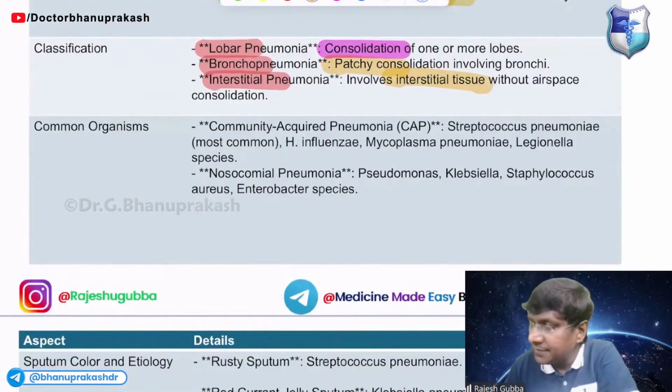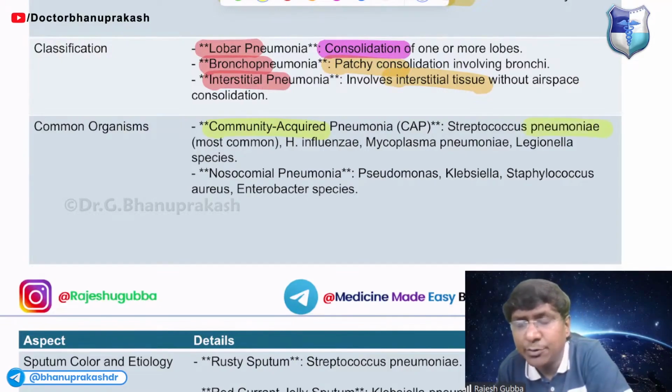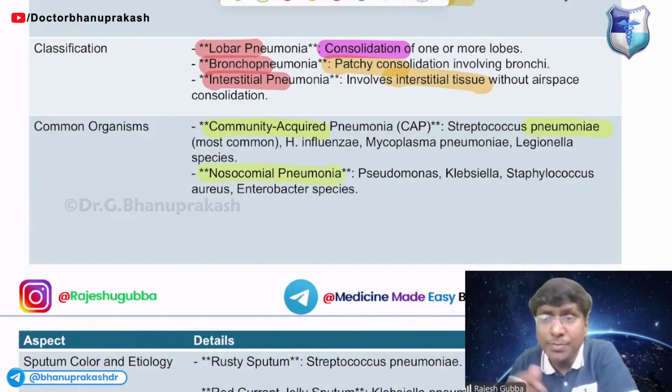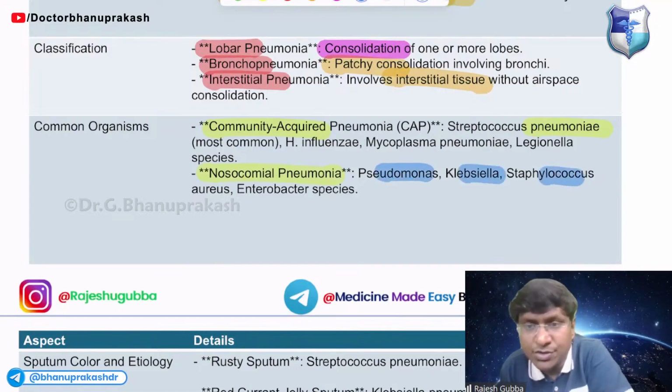Common organisms: if you take community-acquired pneumonia, the common organism is Streptococcus pneumonia, and the other options are like Haemophilus influenza and Mycoplasma pneumonia. And for nosocomial pneumonias, the most common organisms will be Pseudomonas, Klebsiella, as well as Staphylococcus aureus. So what is the most common organism causing community-acquired pneumonia? That is Streptococcus pneumonia.